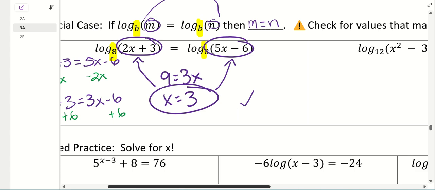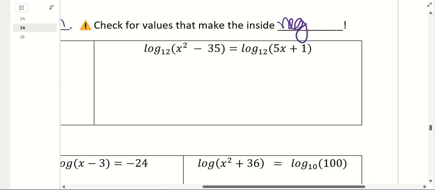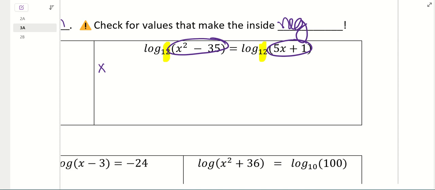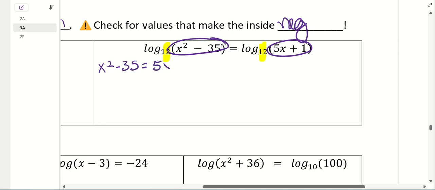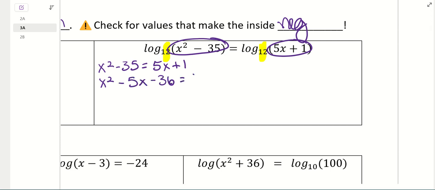Let's try this next one. Again, the bases are the same, so that means the insides can be equal. So we're going to say x squared minus 35 is equal to 5x plus 1. And that means we have a quadratic on our hands. So we're going to start by getting everything equal to 0. x squared minus 5x minus 36 equals 0.